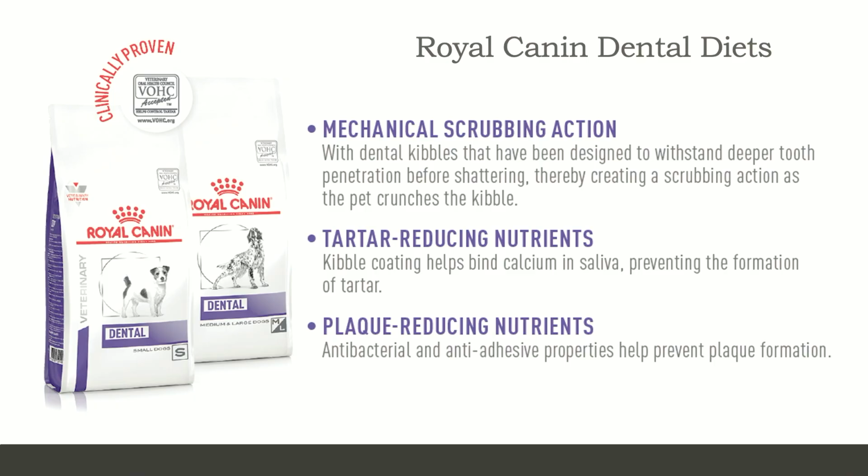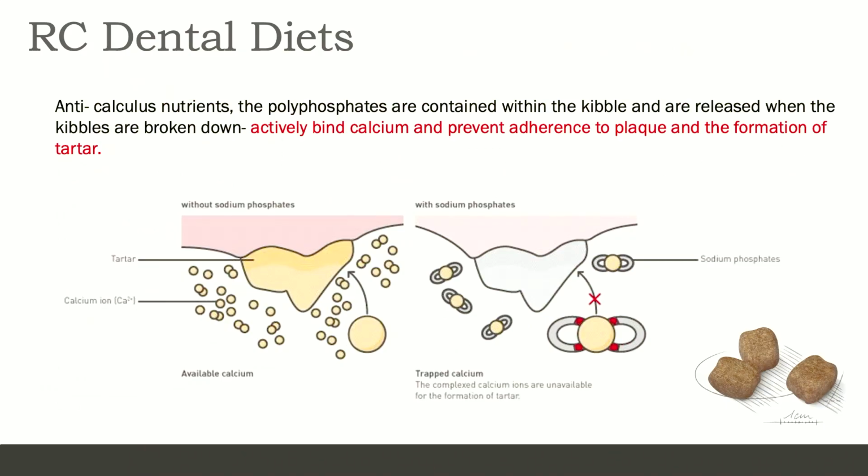So these kibbles have an advanced texture that cleans the teeth while they're chewing. They surround the tooth as the dog bites down. And so every mouthful rubs the surface with a brushing effect. So it works to abrade the surface of the tooth. They are also enhanced with a binding agent that bonds to the calcium in the mouth and helps to reduce tartar forming. They have antibacterial, anti-adhesive properties, which will also help prevent plaque formation.